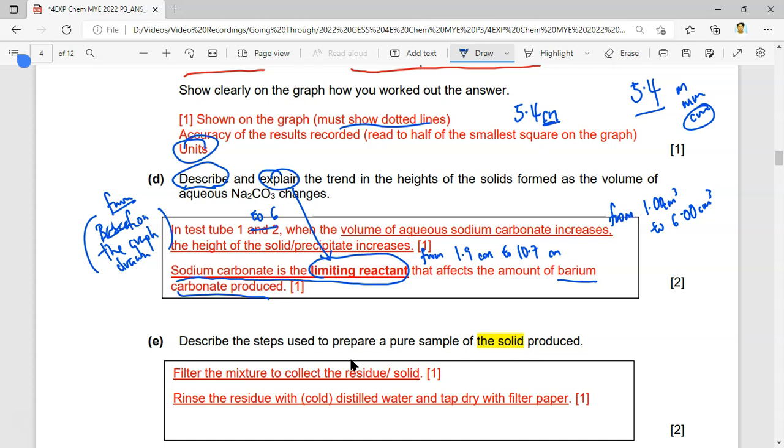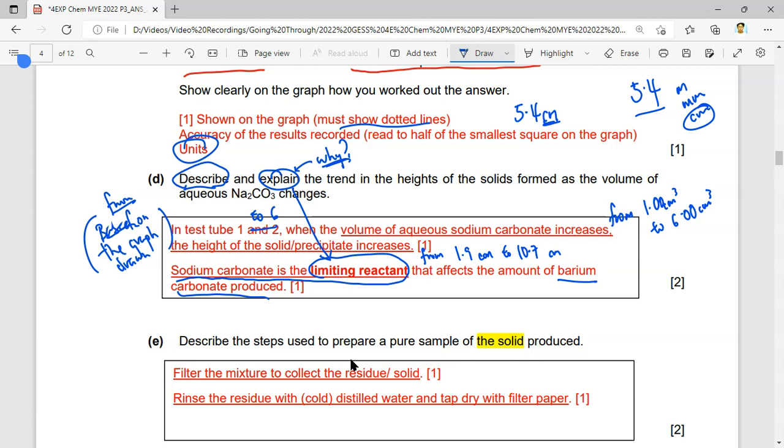Simple. When you see explain, whatever you have written already, because of the word explain, I want you to ask yourself why one more time. So for example, in test tube 1 to 6, when the volume of sodium carbonate increases, the height of the solid and precipitate increases. Because you see the word explain, you ask yourself why. Then as you write your next sentence, make sure that it explains the trend. That's why the word why helps you to explain.